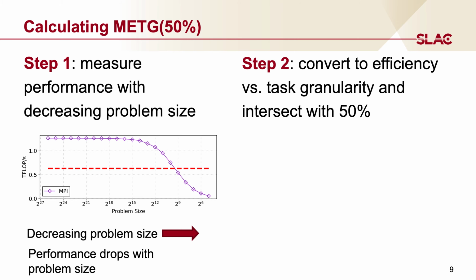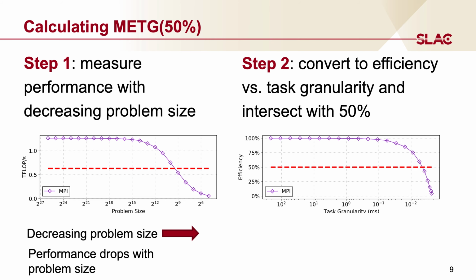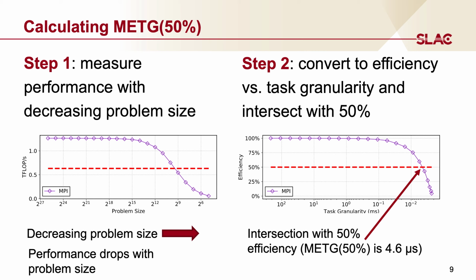In the second step, we convert this to an efficiency versus task granularity plot. With efficiency on the y-axis, this is just the percentage of the peak flops achieved, and task granularity on the x-axis. That's the total running time divided by the number of tasks. And the way we calculate METG is by taking the intersection with the threshold efficiency curve. In this case, that's 4.6 microseconds, and that gives us the METG 50% for this application.